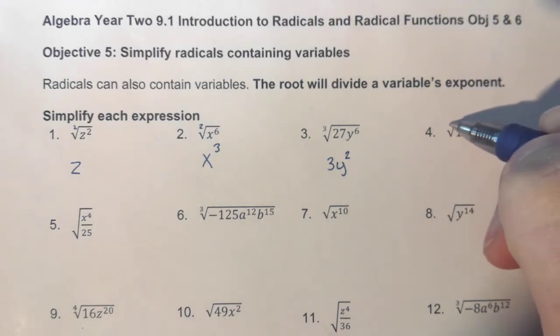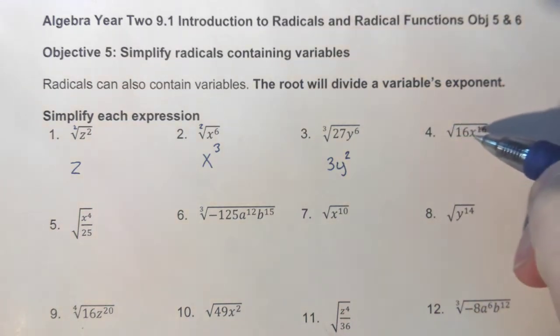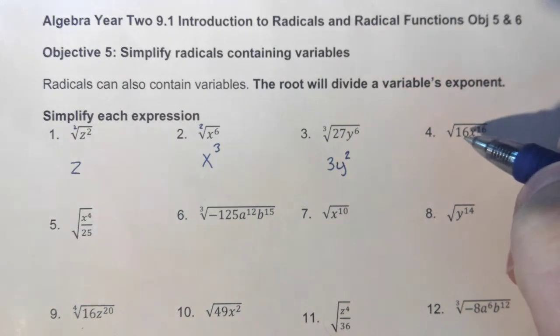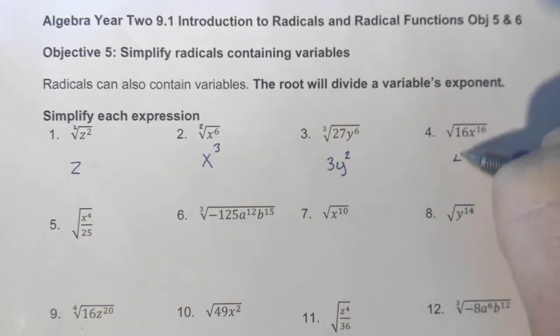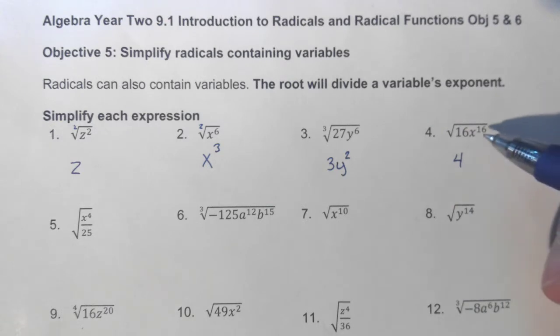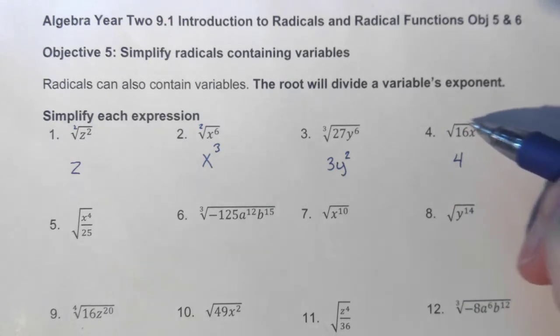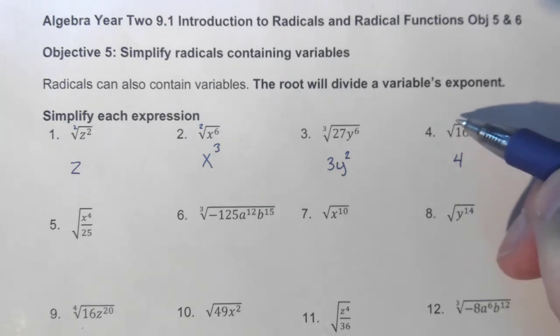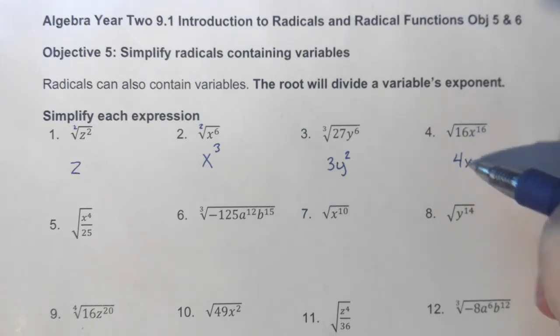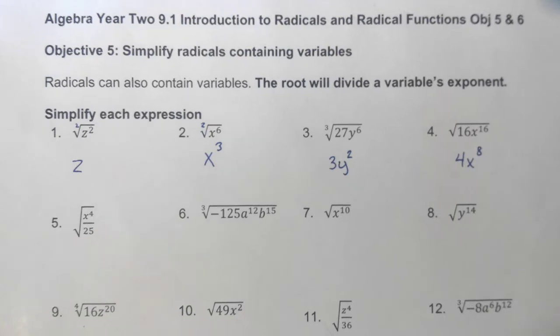Okay, so again, this is a square root, so there's an understood 2. I'm not going to put them anymore. So first, what's the square root of 16? 4 times 4 is 16, so the square root of 16 is 4. And then take exponents and divide it by the index. 16 divided by 2 is 8. So it's going to be 4x to the 8th for that one.